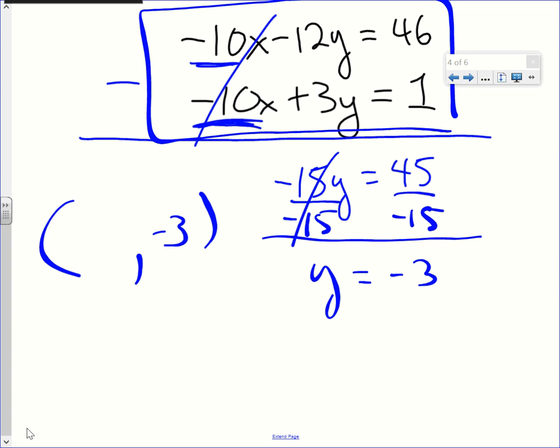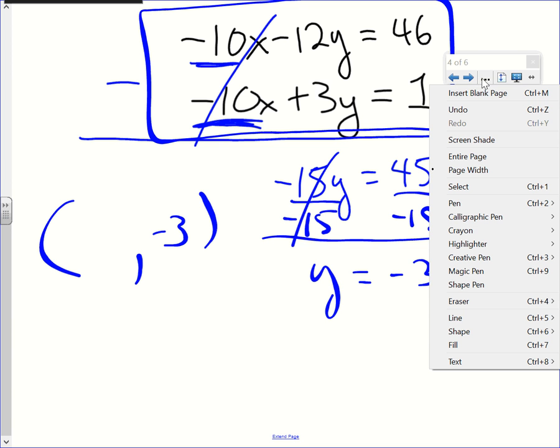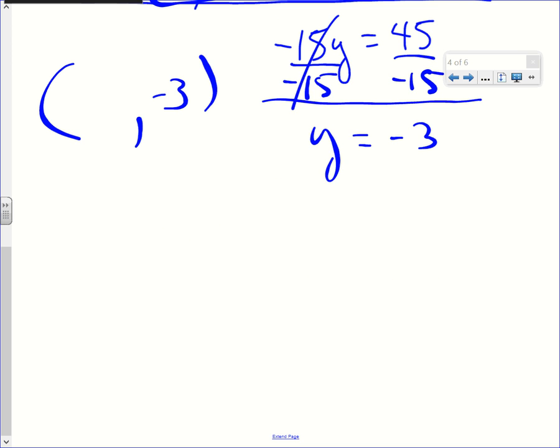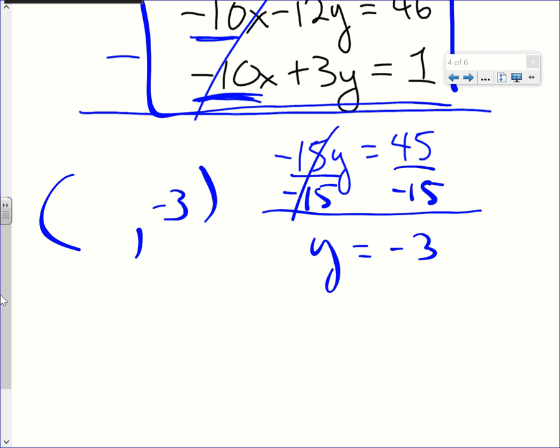Let me rewrite it. I'll go with red. Let's go green, actually. Who are the Packers fans in here?